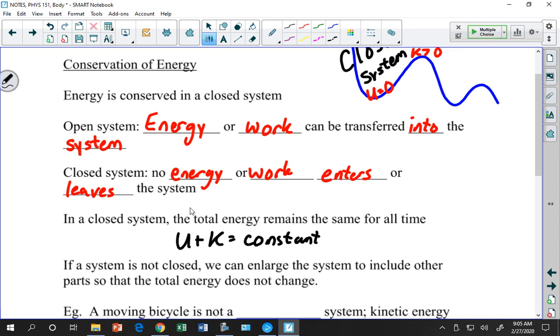It's not entirely true to say that this roller coaster is a closed system. Why? What are we discounting when we say that it's a closed system? How do you have energy leaving or entering the system? There are a couple of different ways that I can think of, say with a roller coaster.